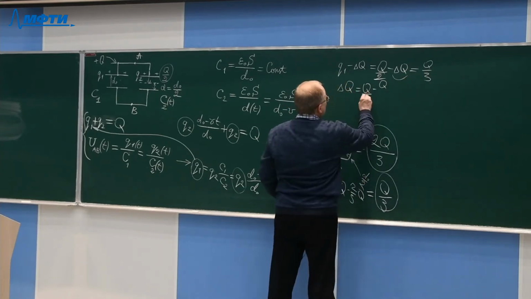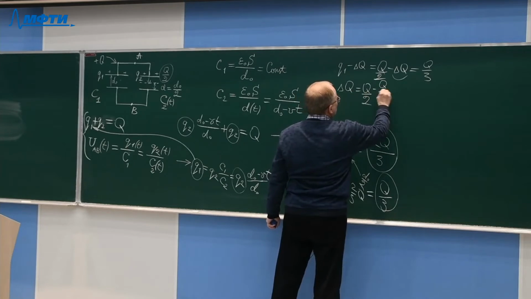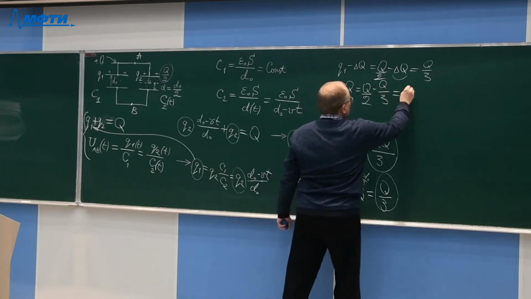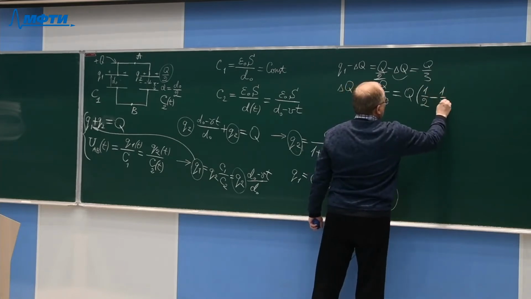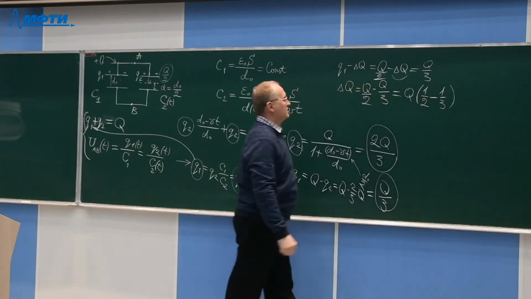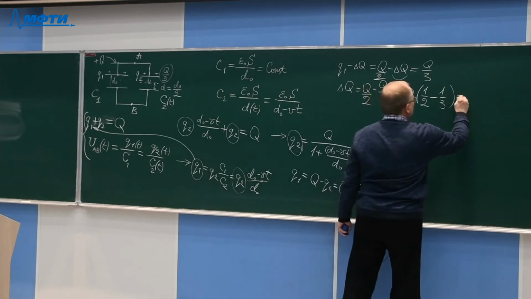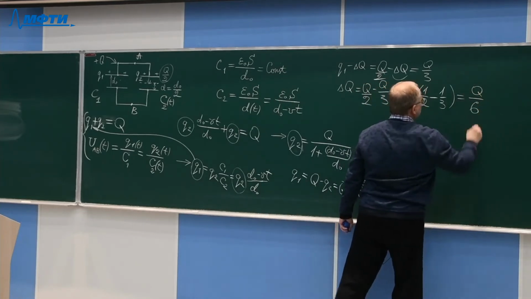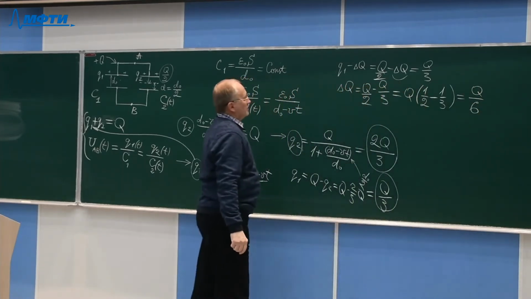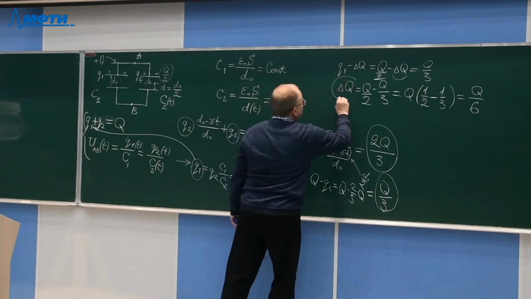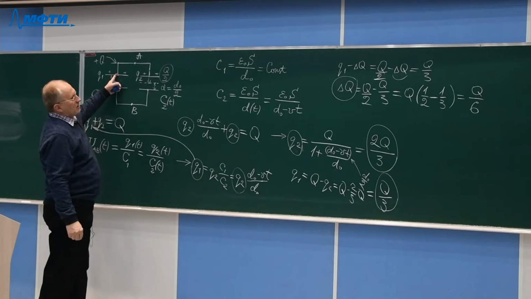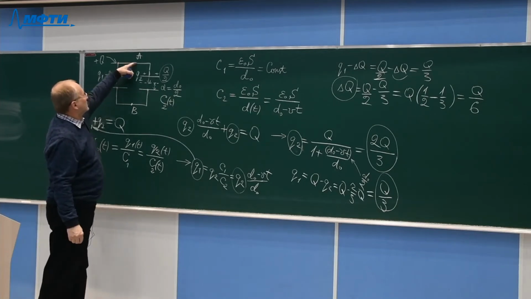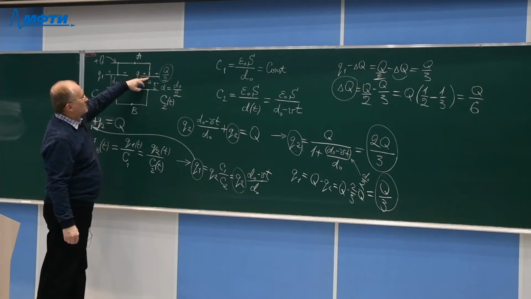So here we have Q divided by 2 minus Q divided by 3. So that is 1/2 minus 1/3. That will be Q divided by 6. Such amount of charge was lost by the first capacitor, and this amount of charge went by this wire and came to the second capacitor.